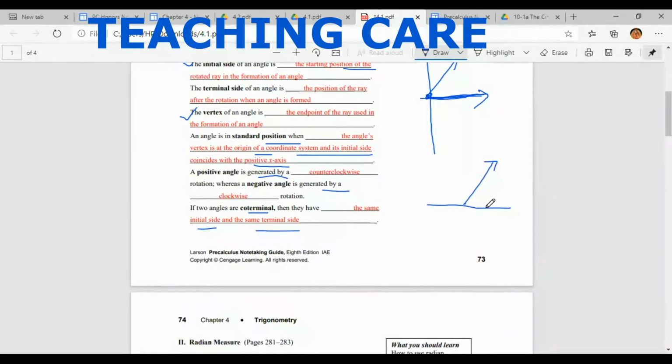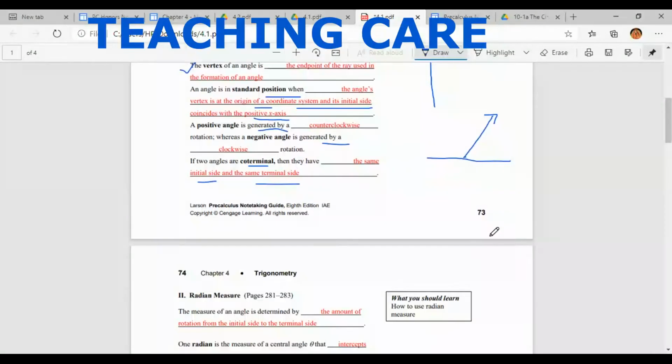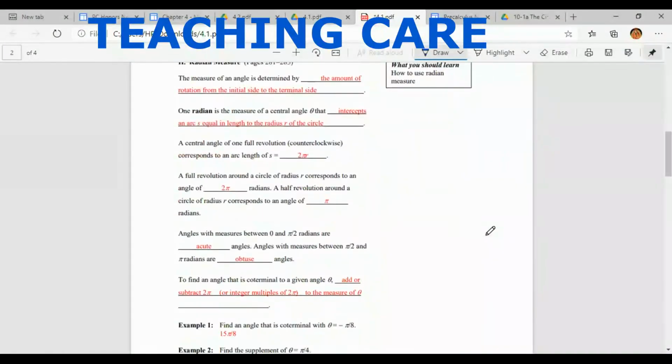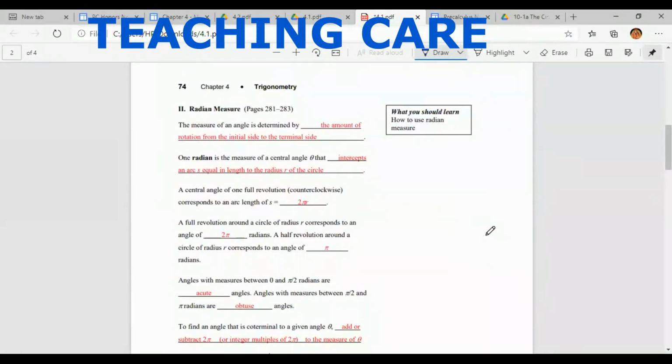You understand? Same initial side and same terminal side. For example, I've shown there. Next, coming to your radian measure. This is very important when you go to your unit circle.